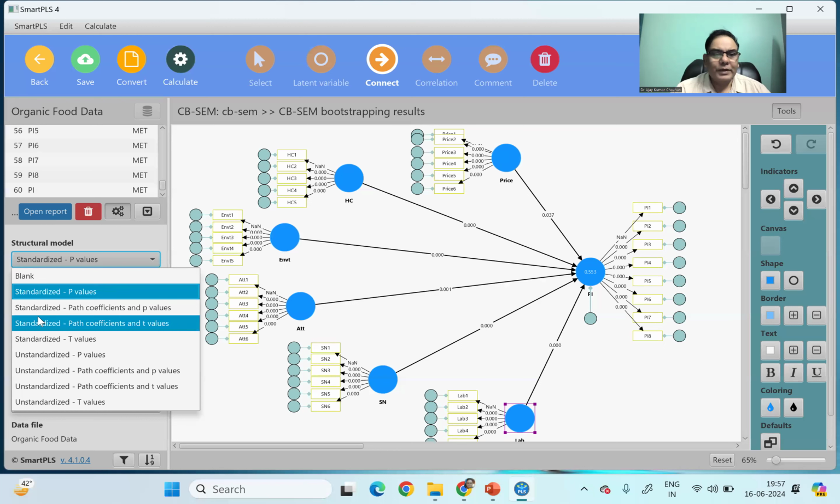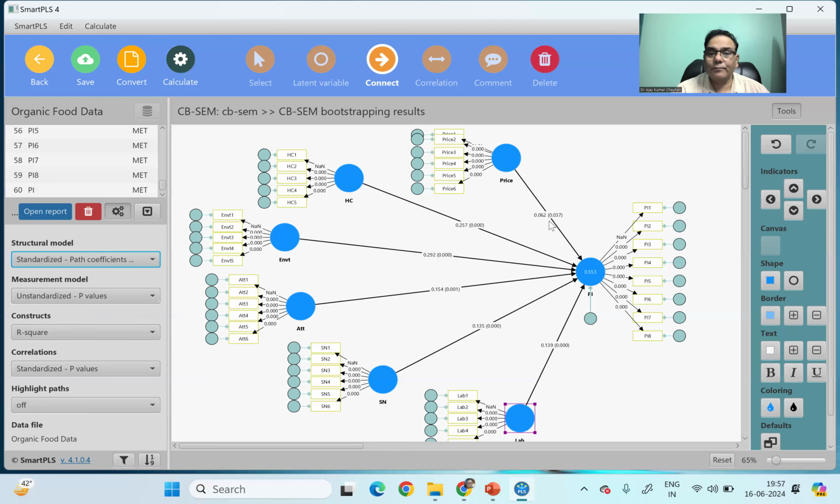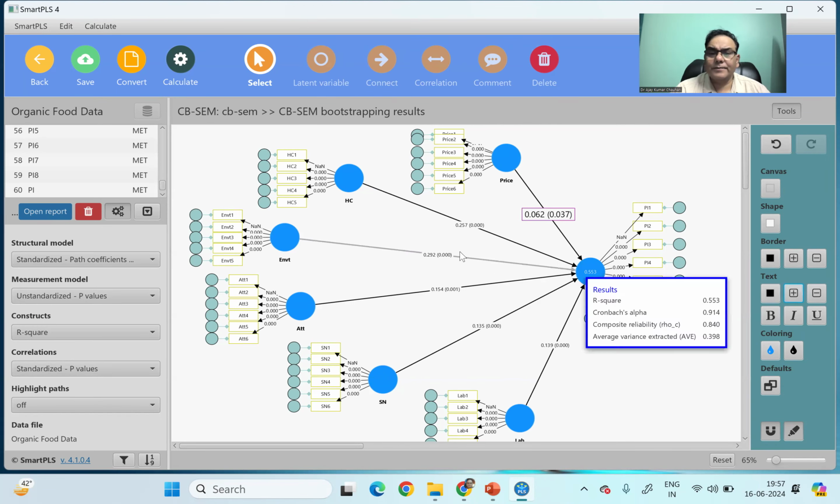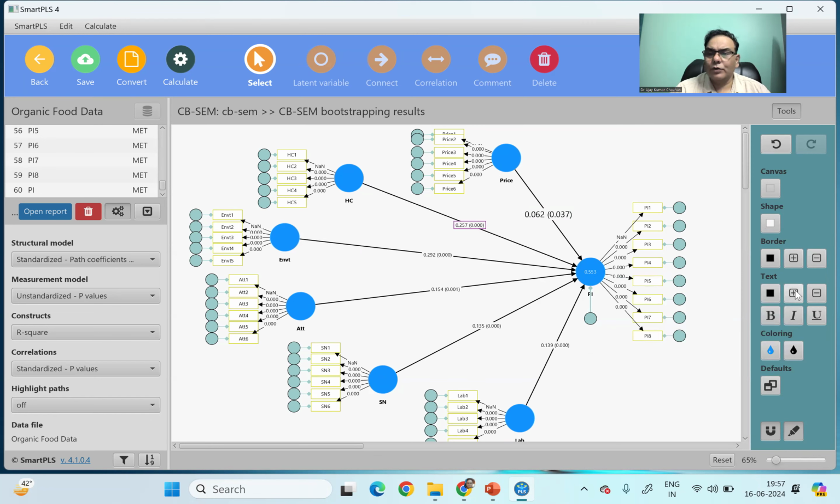Click on standardized. यहाँ पे दो चीज आएंगी, unstandardized, standardized. So you have to check only standardized path coefficient and p value, and go to select. Select this. Increase the size. So you can identify that whether it is significant or not. P value should be found to be less than 0.05.